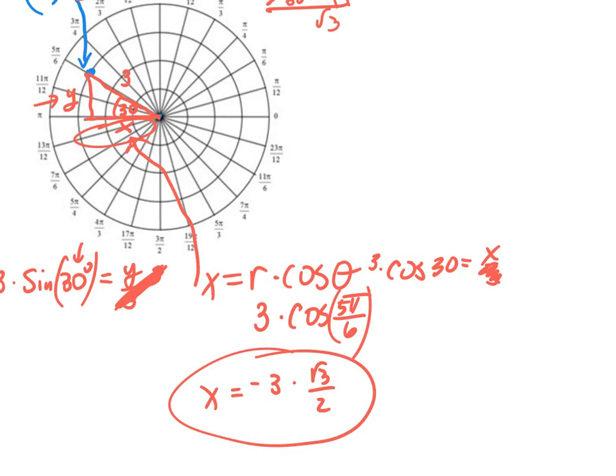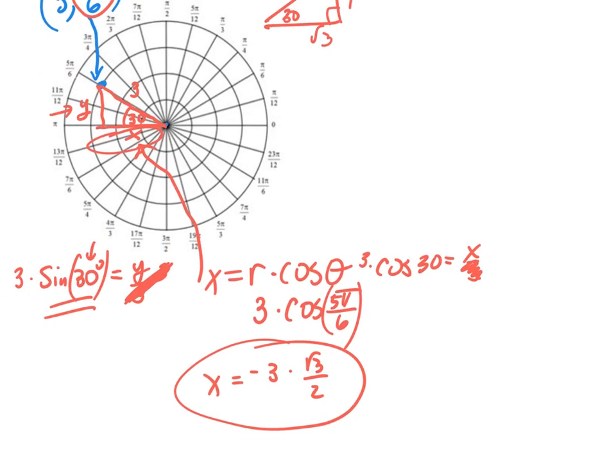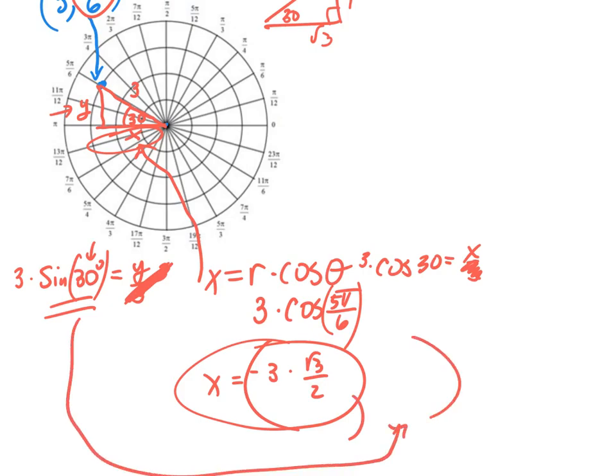So sine of 30 was easier. That was just a half. And so the y is 3 times sine of 30, which is a half. So 3 times a half is 3 halves. So my x was this, and my y came from over here, 3 times a half is 3 over 2. There is my x and y coordinates for that polar point.